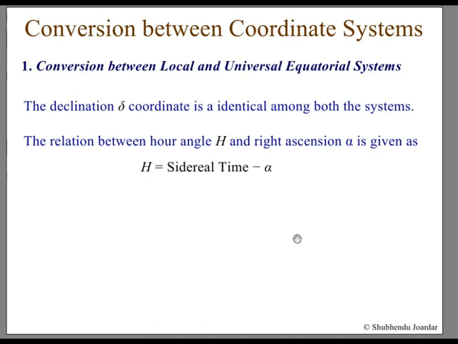These two diagrams match, except that for one the reference point is the vernal equinox, and for the other the local meridian is the reference point. So the declination will be the same, whereas the hour angle relation will be this way. This is the sidereal time minus alpha. The declination delta coordinate is identical among both the systems. The relation between hour angle h and right ascension alpha is given as h is equal to sidereal time minus alpha. This is very easy to remember.